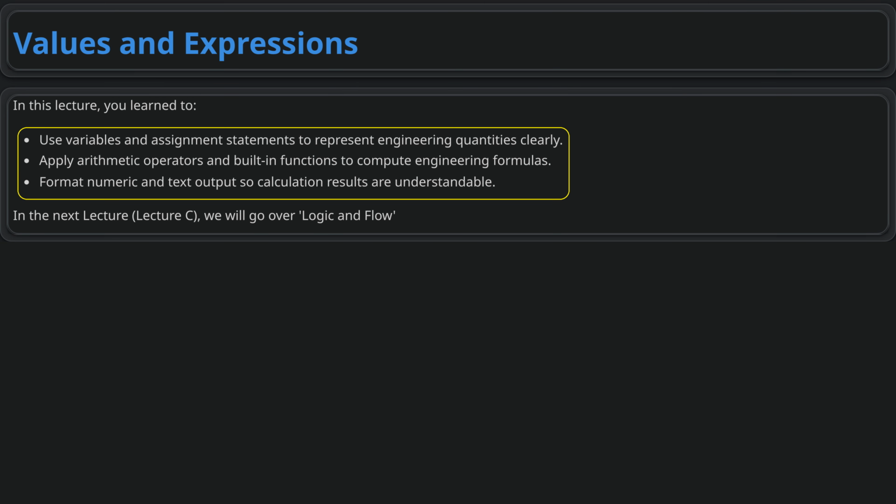In this lecture, you learned to use variables and assignment statements to represent engineering quantities clearly, apply arithmetic operators and built-in functions to compute engineering formulas, and format numeric and text output so calculation results are understandable. In the next lecture, Lecture C, we will go over logic and flow.